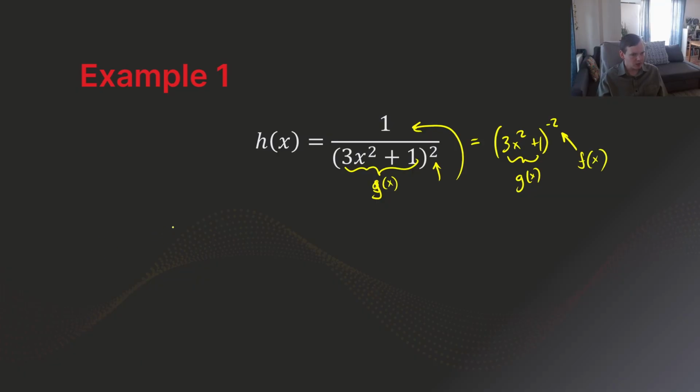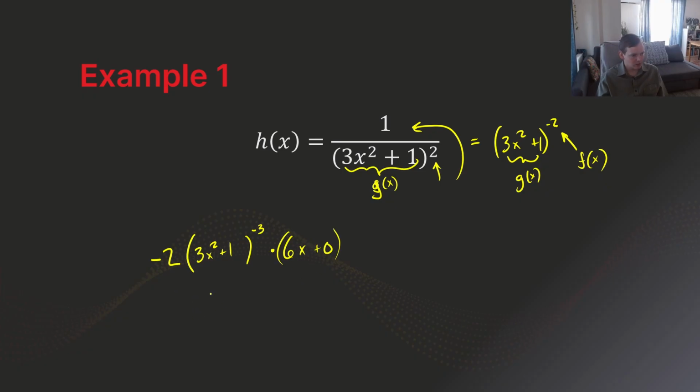So the derivative is going to be deriving the f of x part, the negative 2 power. So I bring the exponent down as my coefficient. Then I reduce the power by 1, so I make that a negative 3. Then I plug g of x back in completely unchanged, so 3x squared plus 1. Now I need to multiply by g prime of x, which is going to be 6x plus 0.